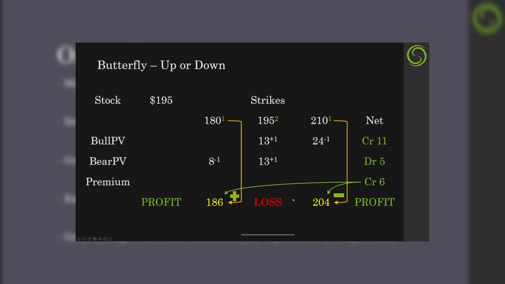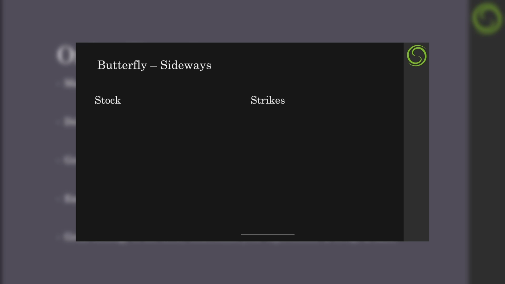And then anything outside of those two break even points is going to be profit. Anything within those two break even points is going to be a loss. So let's look at one more quick example and we'll look at some different things here. So we're going to use a butterfly for a sideways stock.